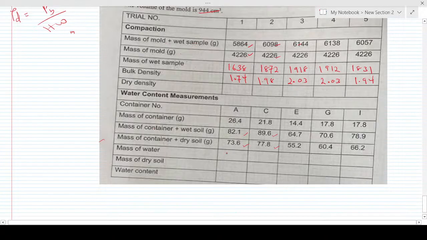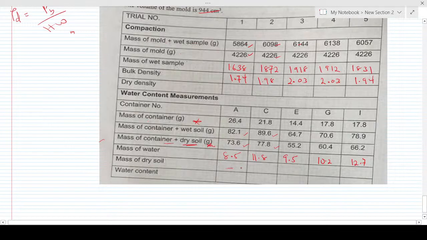So in this table, the mass of water, I have 8.5, then I have 11.8, then 9.5, 10.2, then 12.7. Then the mass of the dry soil. So now I have mass of container plus dry soil here. I know the mass of the container as well. I know the mass of container plus dry soil. Then I simply subtract the container from this. I'll get the mass of the dry soil.